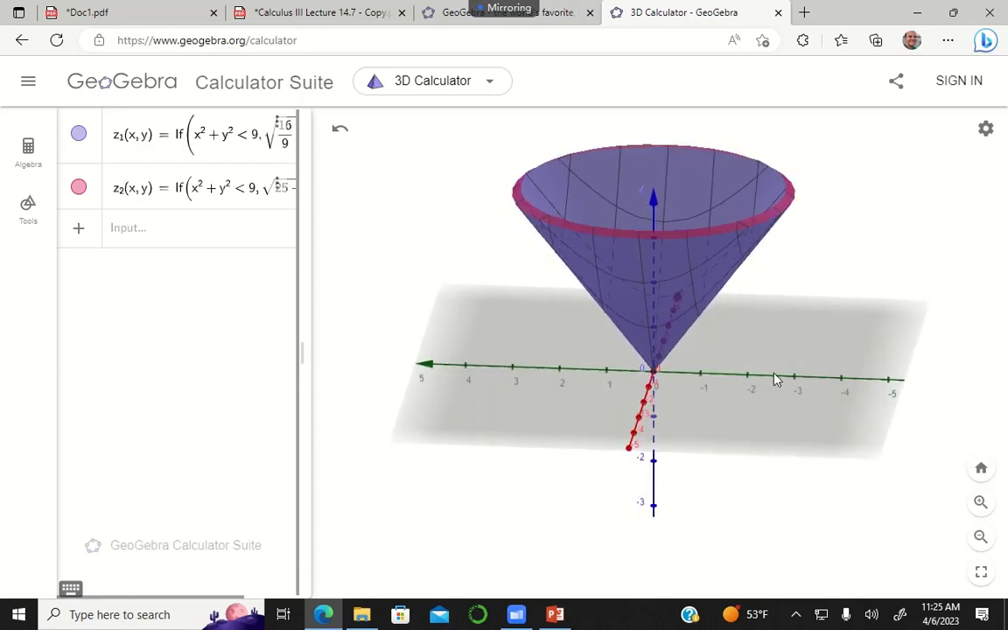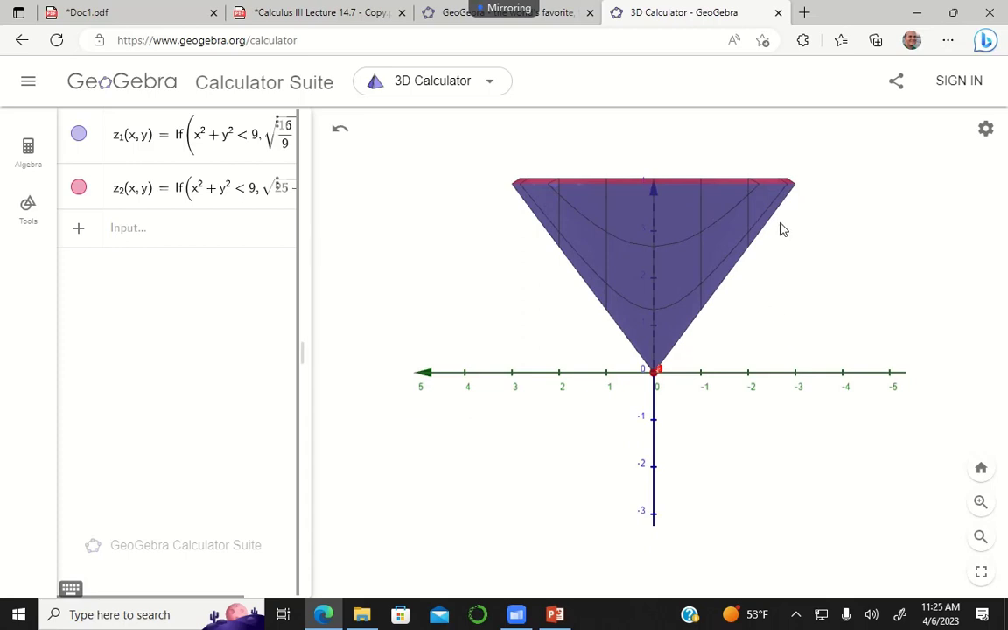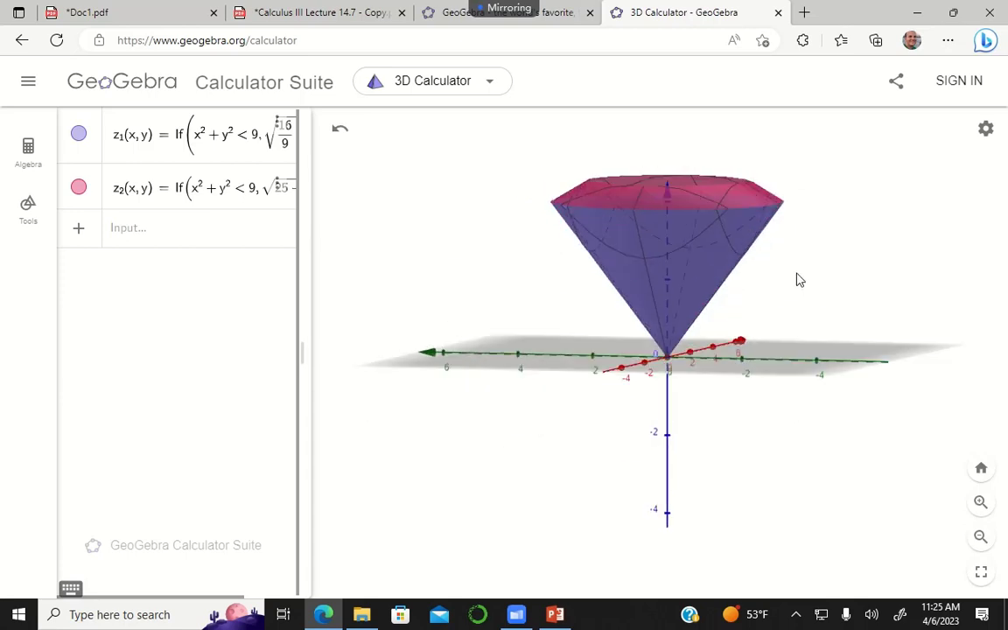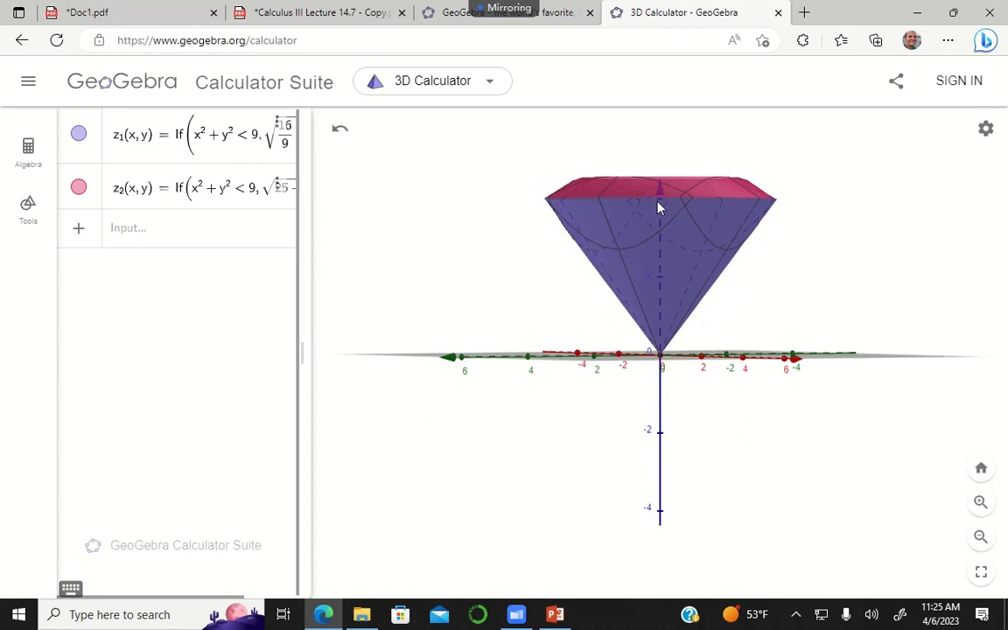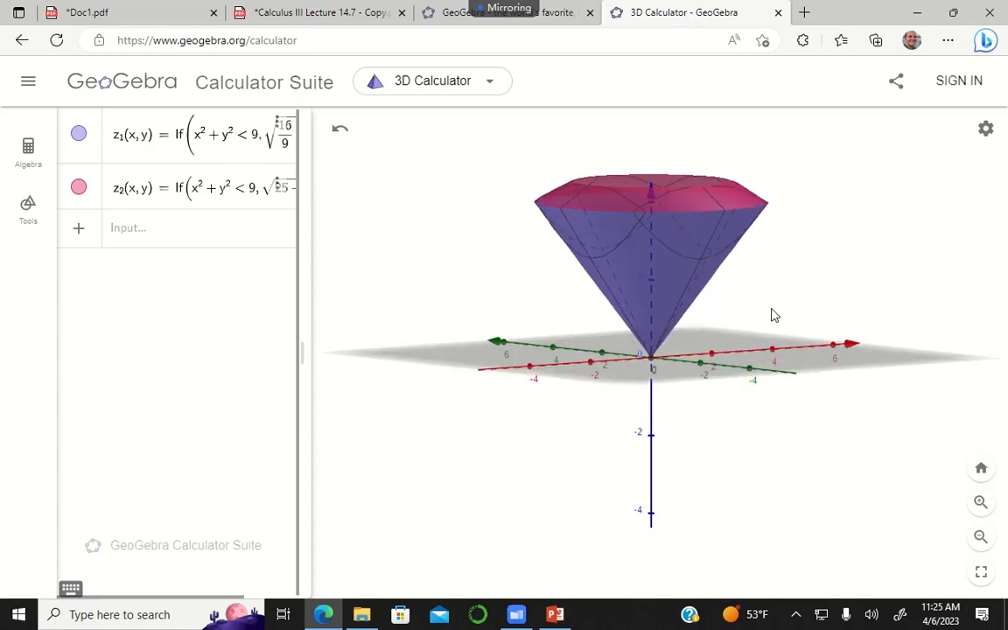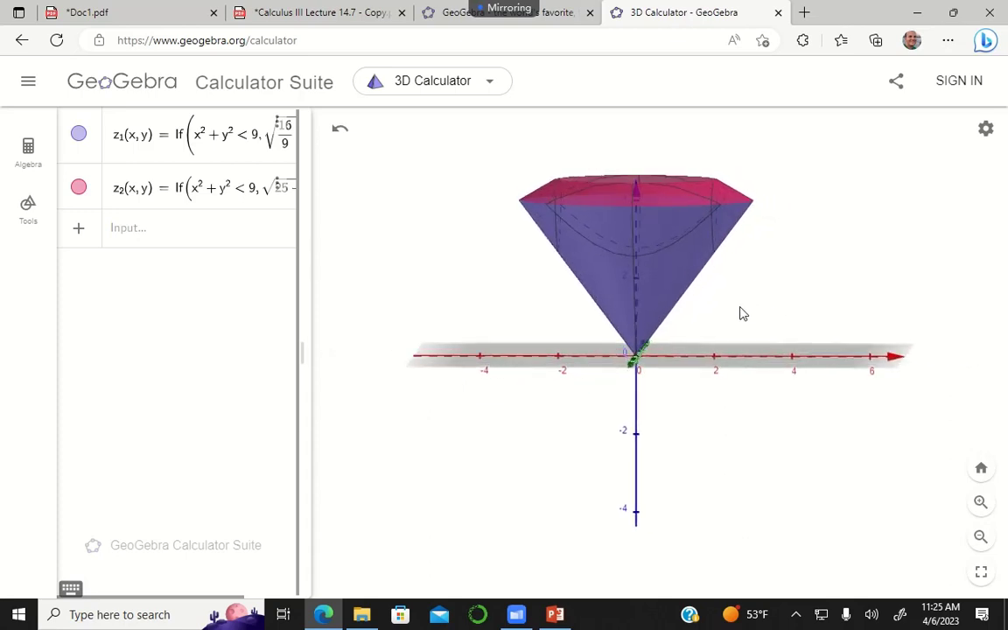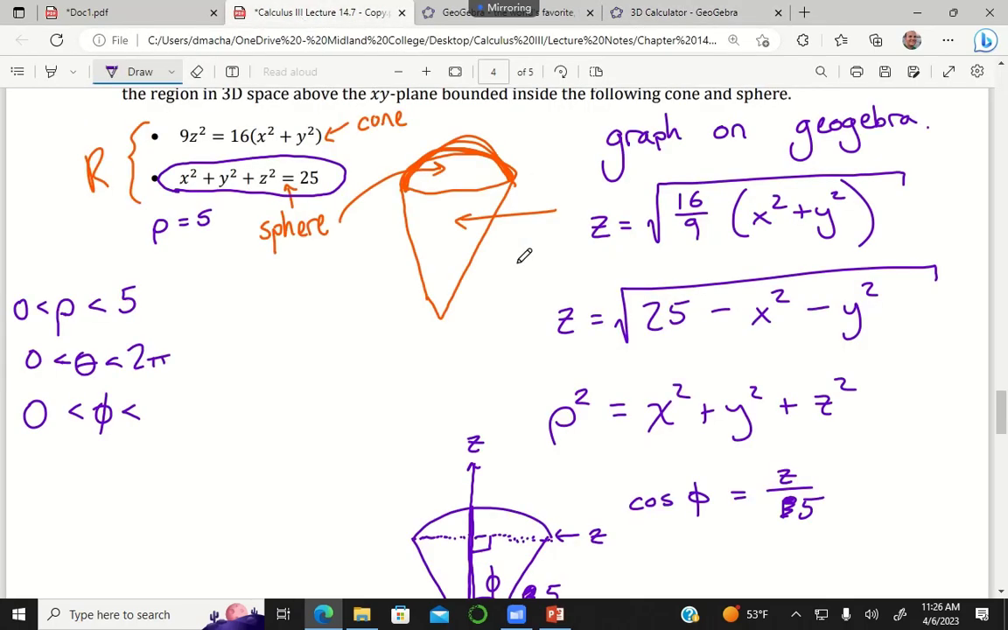Because from my graph, it's really clear that this length would be 5, because that's rho. The height, I can just read off of this GeoGebra graph. The height where the cone meets the sphere is actually 4. And on the x or the y-axis, the radius of that is 3. So this is a 3, 4, 5 right triangle.